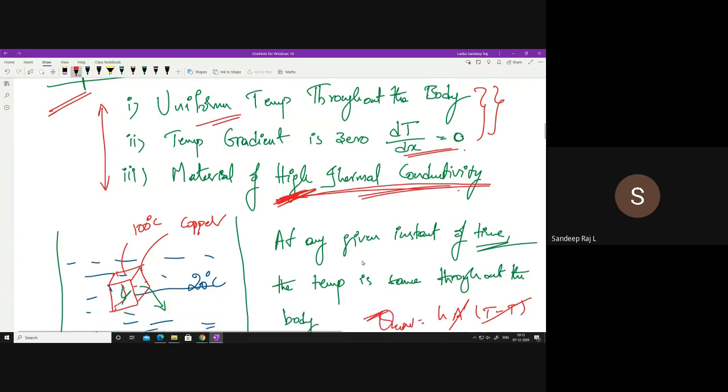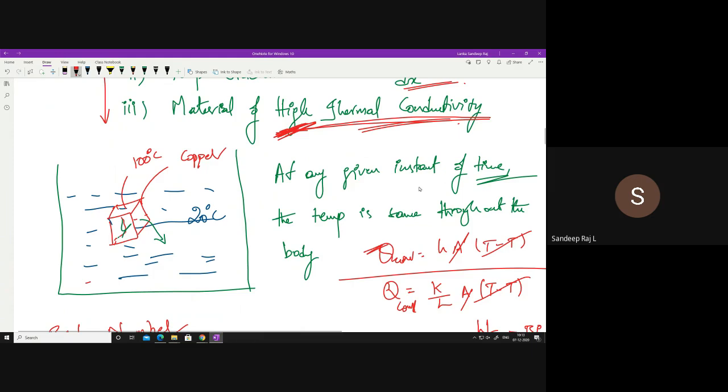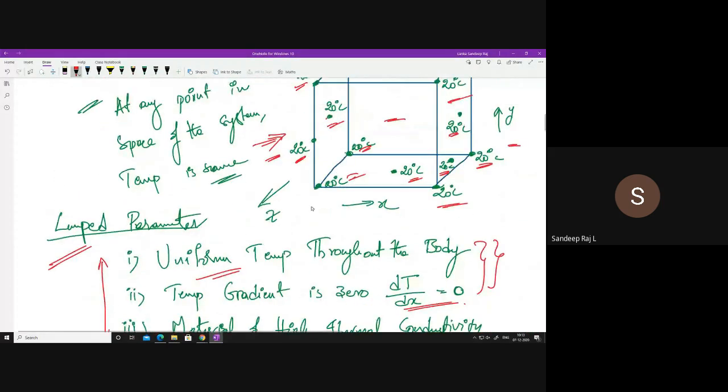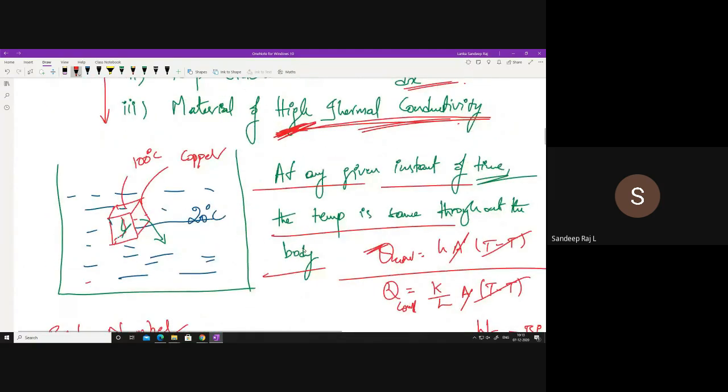At any given instant of time, the temperature is the same throughout the body. But with time it may vary. Maybe at t equal to 0 seconds it is 20 degrees centigrade, and at t equal to 5 seconds it can be 22 degrees centigrade. With time it can vary, but with position it is not varying. That we call a lumped parameter system.